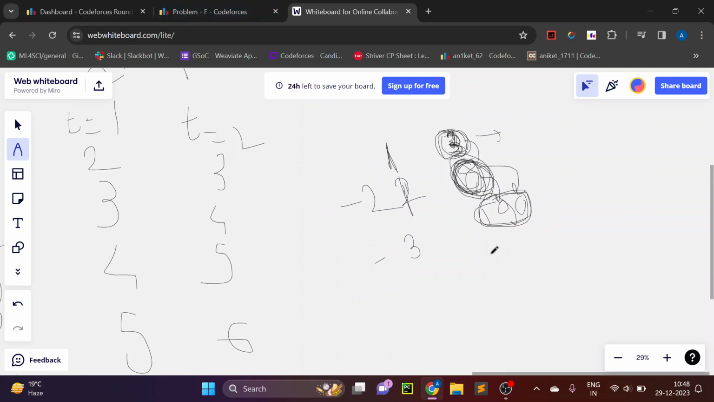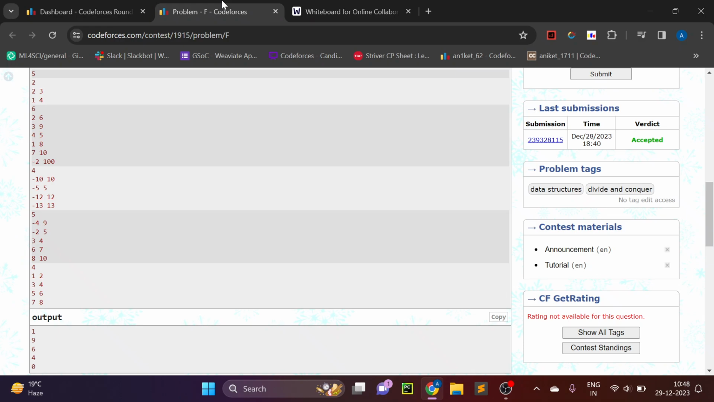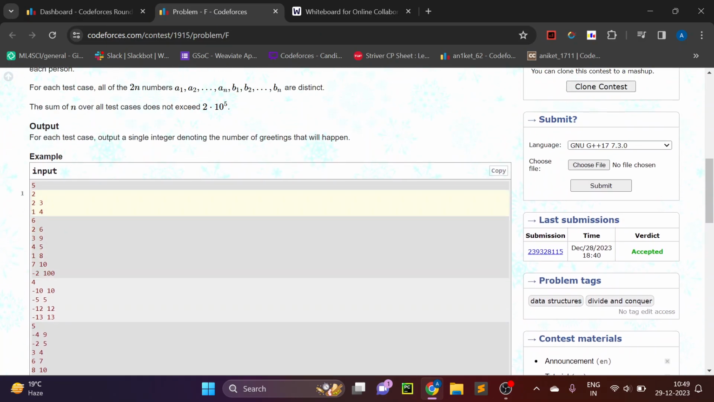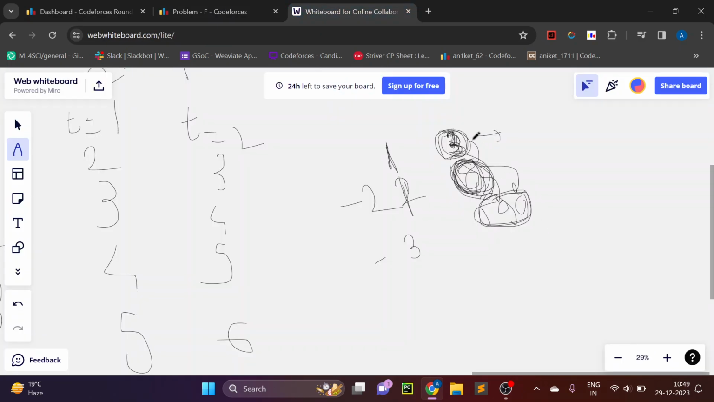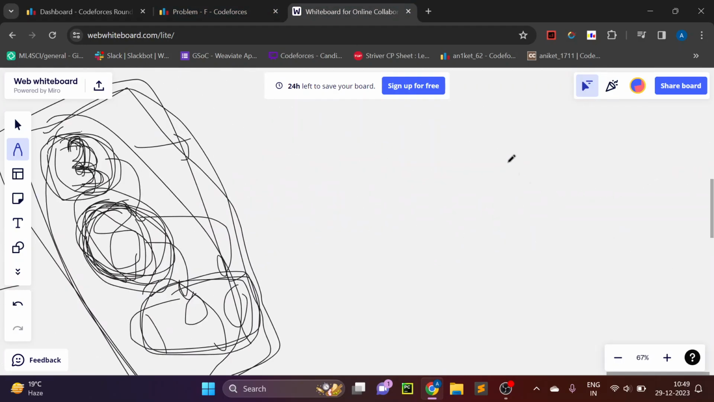Why is this observation important? Because now we can sort all the pairs using the second value. So we have to write a custom sort according to the second value. Now the third observation is, let's say I have elements 1 3 and 2 4.